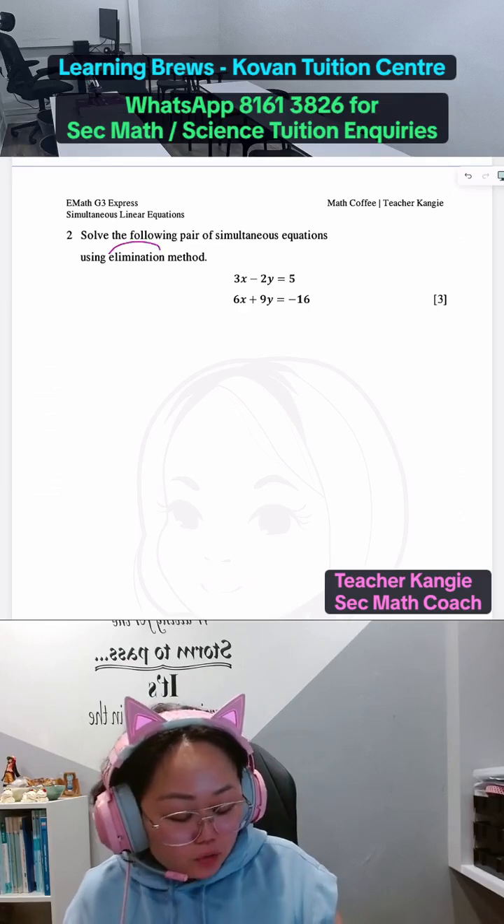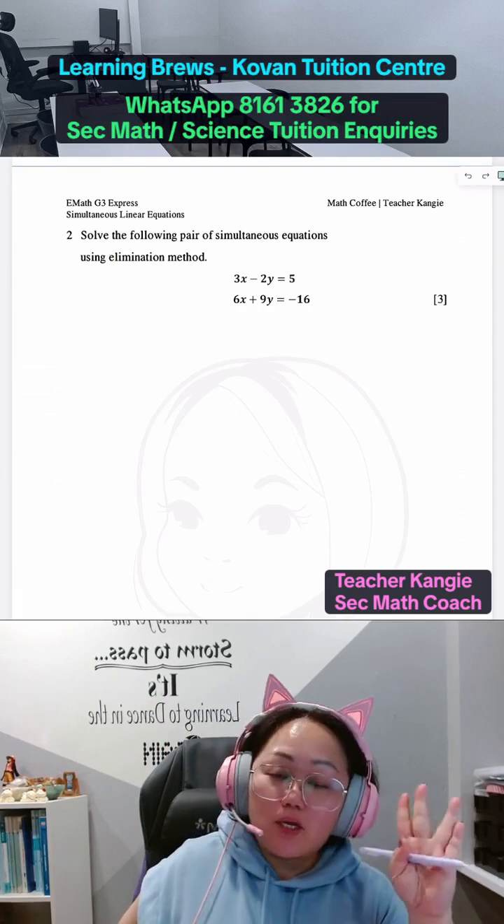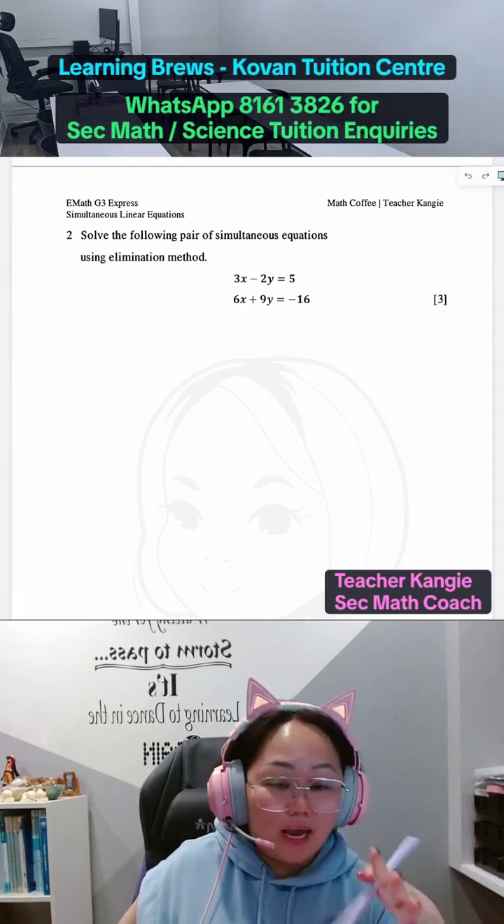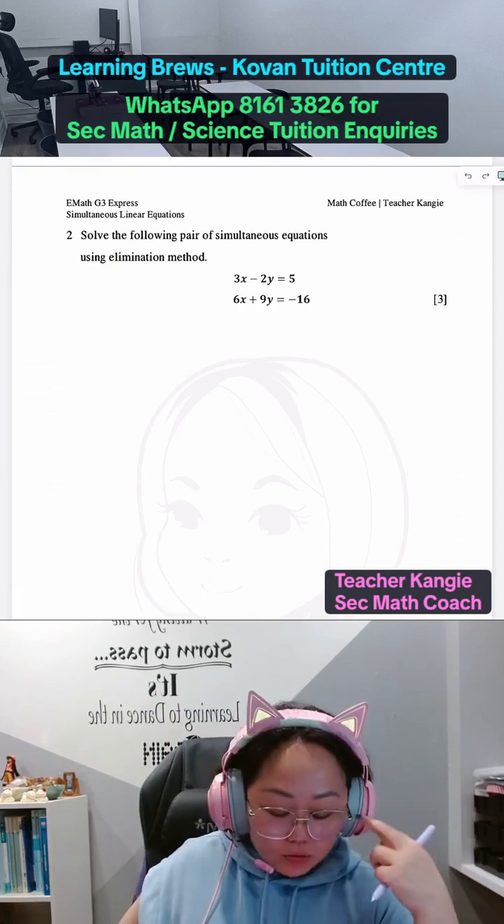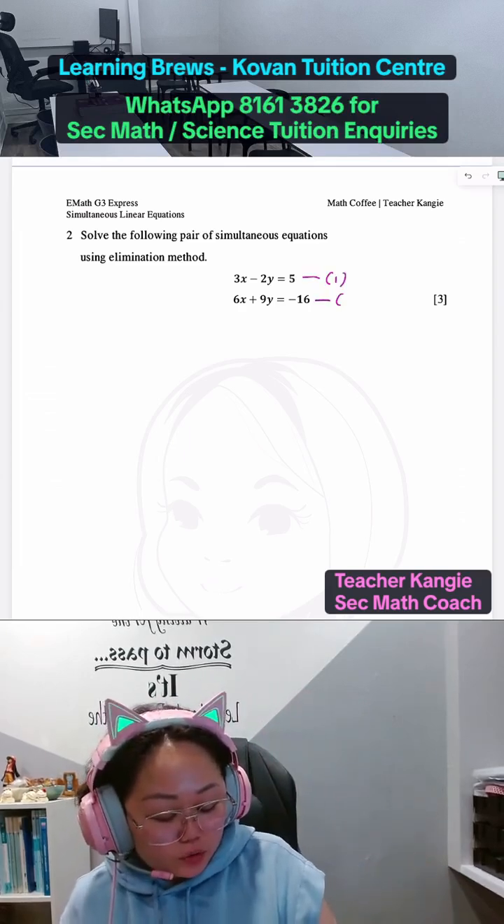Okay, so now they're asking you to solve it by elimination method. So elimination, just like its name, you want to eliminate something. Either you eliminate the x or eliminate the y. So let's see. This will be my equation 1, and this will be my equation 2.